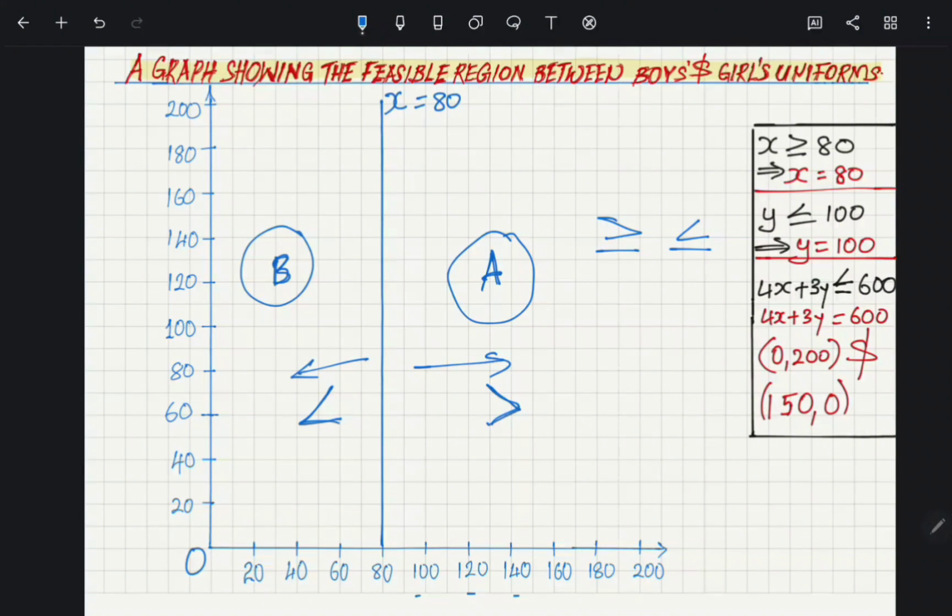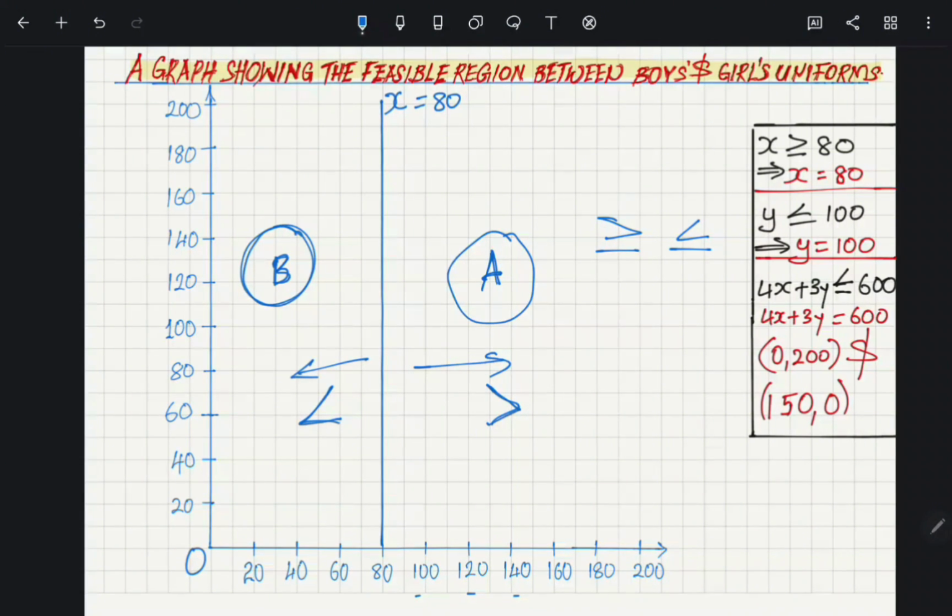And now because our inequality symbol here indicates a greater than, that means we are going to shade the less than side of line x is equal to 80. That means we have to shade the area B here. This area B, which is facing towards the origin, we are going to shade it. So using this trick, you can easily save your time in examinations by just knowing that the part of the line which faces the origin is always less than, and the part of the line which faces away from the origin is always greater than.